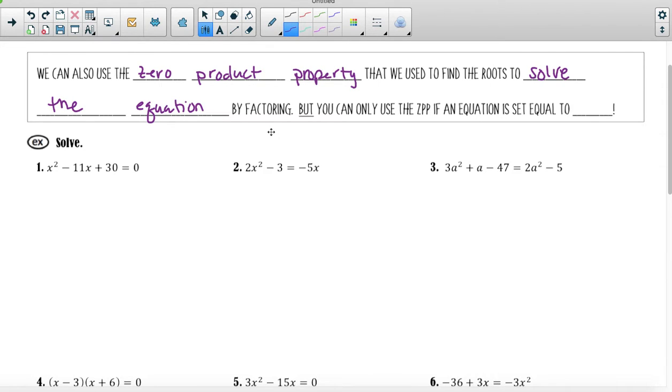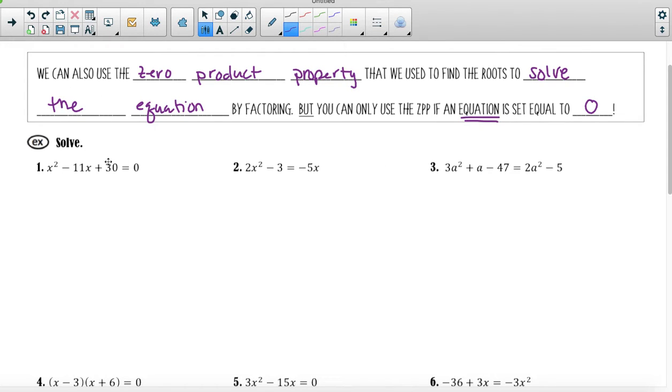When we're finding solutions to quadratic equations, we are actually just finding the x-intercepts. We've already found the x-intercepts when we put them into factored form. We actually have used the zero product property when we found the x-intercepts. We just have to make it, instead of equal to y, we have to have the problem equal to 0. So you can only use the zero product property if an equation is set equal to 0. So it needs to be an equation. If it just says to factor, that's putting it into linear factors. But if it says to solve, you should have an equation in your problem.